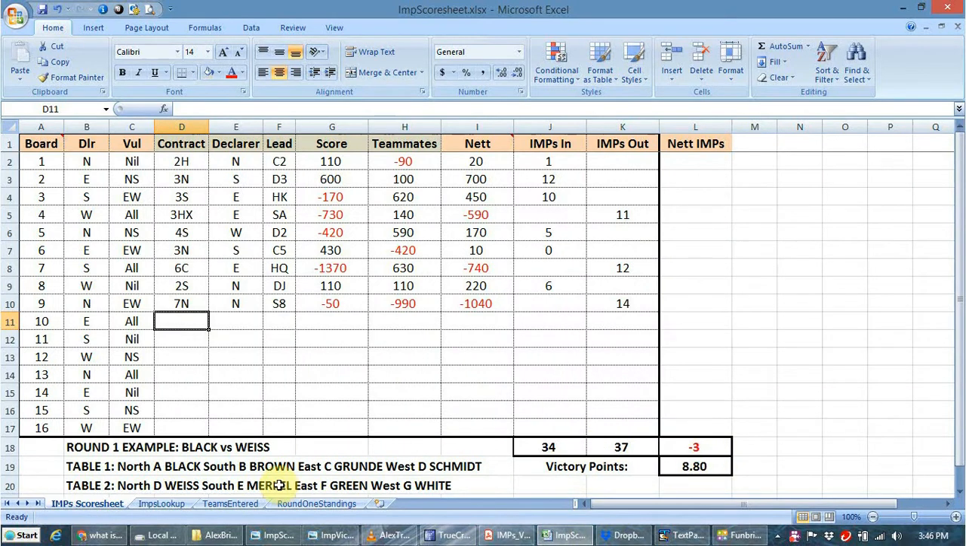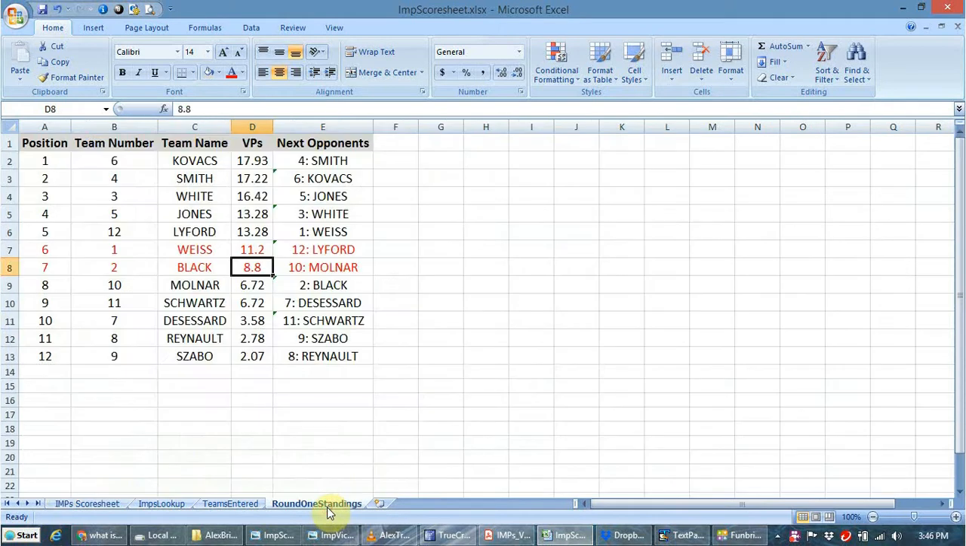We scored 8.8 victory points, and therefore we can have a look at the standings after one round, which I've put on this other sheet here. So here I've prepared in advance an indication of what might have happened in various matches. As we saw in our match, we scored 8.8 victory points. The other team scored 11.2. And here are the results from all the other matches. So Kovacs had a big win over Szabo. They scored 17.93 and Szabo scored 2.07.